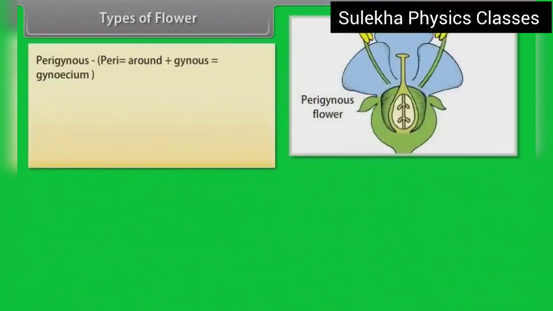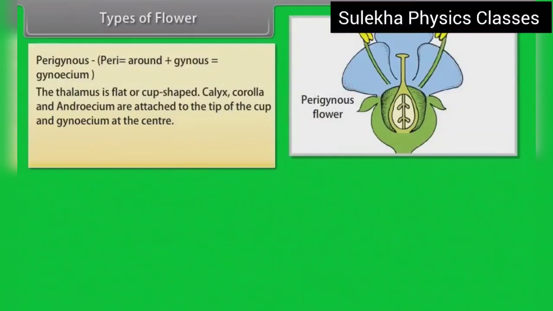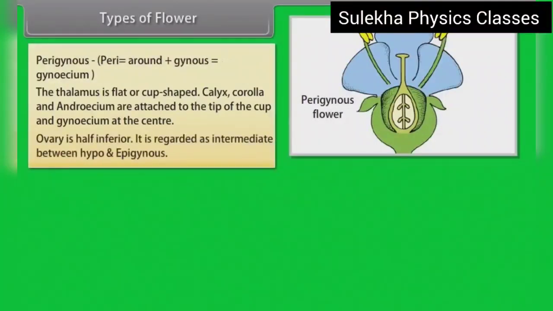Perigynous. The thalamus is flat or cup-shaped. Calyx, corolla and androecium are attached to the tip of the cup and gynoecium at the center. Ovary is half inferior. It is regarded as intermediate between hypogynous and epigynous.